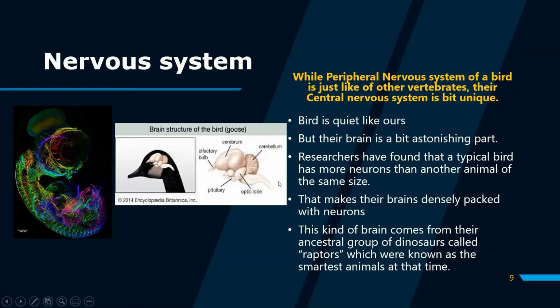So researchers started to examine their brains and found out that their brains are densely packed with neurons. Though they're small in size, their neurons are packed very densely. So they have more neurons than an animal of the same size, which might even have a bigger brain. So that makes birds a very intelligent species. And the most intelligent bird species, the common raven, is known to have the intelligence of an 8-year-old child, which is very fascinating.